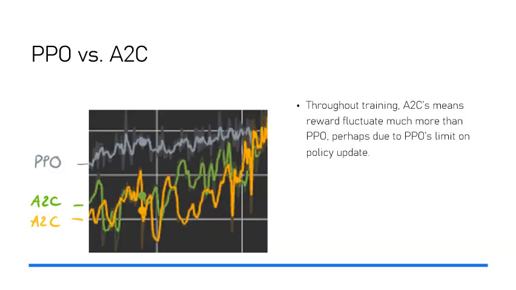Another thing we would like to point out is that during training, A2C has more fluctuating reward than PPO, probably due to PPO having a clipping function on policy update.